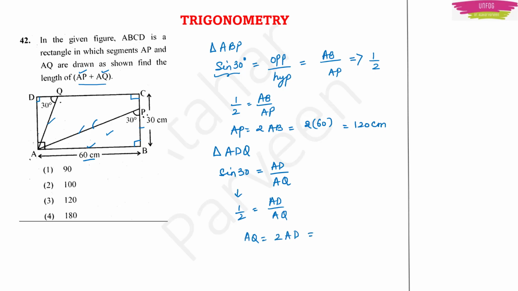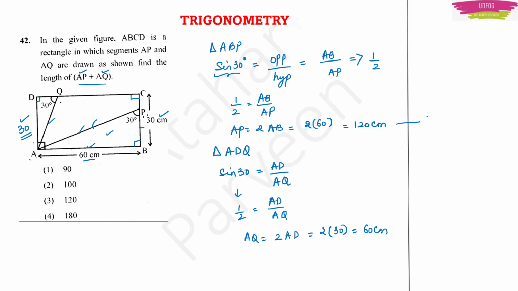But AD is given as 30 centimeter because this is a rectangle. BC is 30 centimeter, so opposite sides are equal. So AD also will be equal to 30 centimeter. So 2 into 30 centimeter, it will be 60 centimeter.